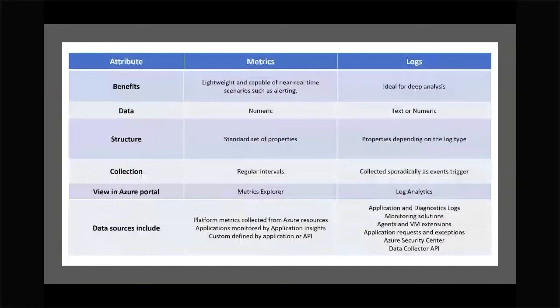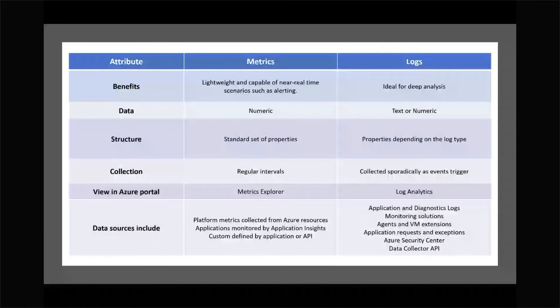So to kind of summarize, we wanted to talk about the differences between metrics and logs. You can see in this chart here, we talked about most of these already. So benefits of metrics, they're obviously lightweight, near real-time reporting, great for alerts. Logs are also able to be alerted on as well, but it's ideal for that deep analysis. So usually you start with metrics and say, hey, there's an issue going on, and then you dive into the logs to see why is that going on.